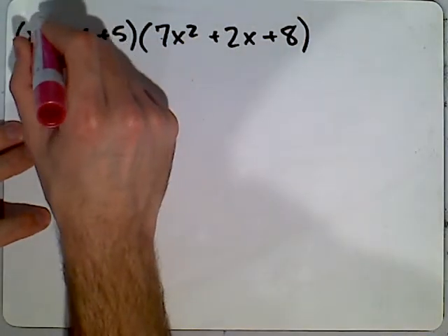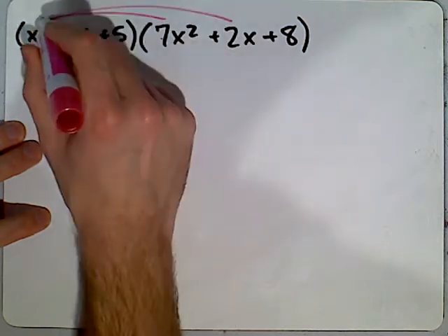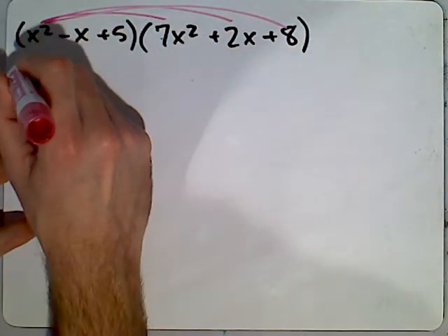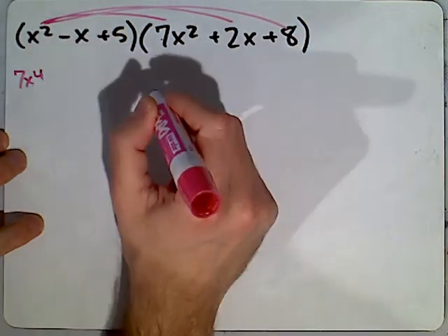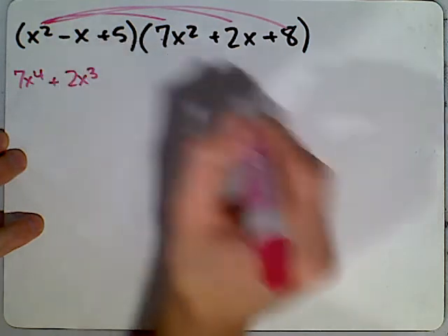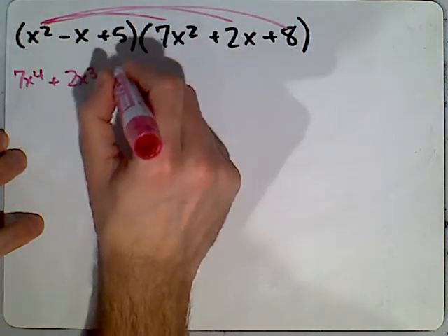We're going to start off with the x squared term. We're going to multiply that 3 times. X squared times 7x squared is 7x to the 4th. X squared times 2x is 2x to the 3rd. X squared times 8 is 8x squared.